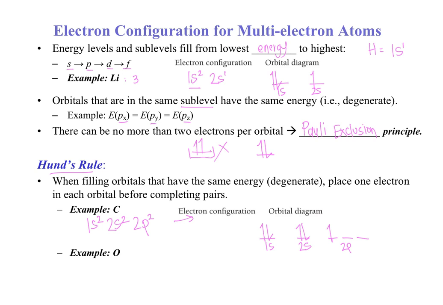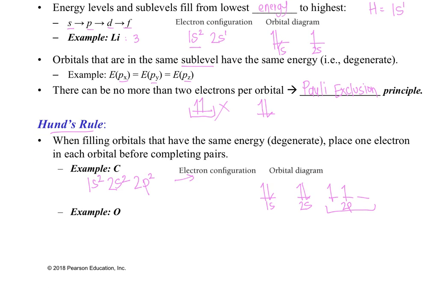They don't want to be together if they don't have to. So we're going to put them in those separate orbitals, and since their energies are degenerate on that 2p, they will fill up all of them first, halfway, and then we would come back and pair up.